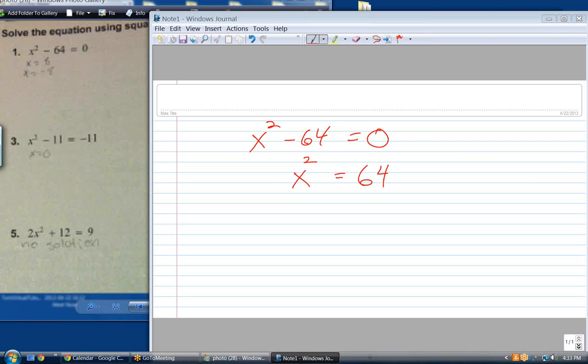When I take the square root of the left side, in other words, I want to do this. The left side is x, but the right side is plus or minus 8. Always remember that whenever you're solving an equation by taking the square root of a number, the answer is always plus or minus. Okay?